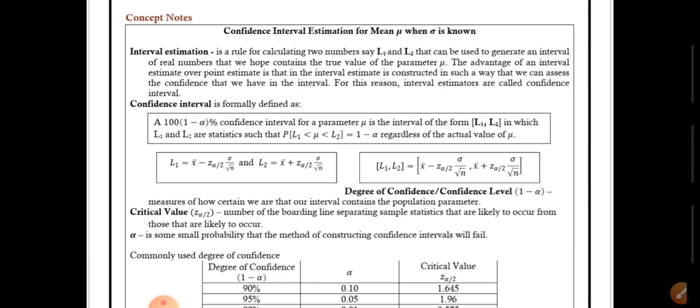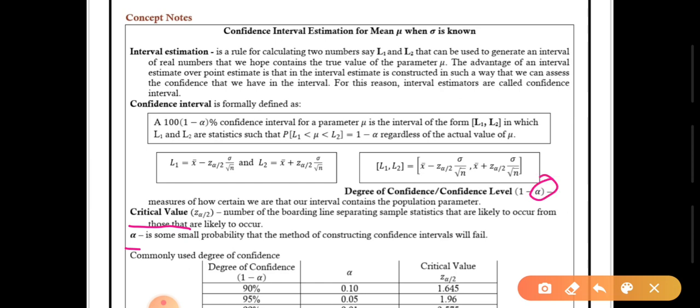Critical values are boundary lines separating sample statistics that are likely to occur from those that are unlikely to occur. Alpha is some small probability that the method of constructing confidence intervals will fail. Yun yung ibig sabihin ng alpha. Ibig sabihin nun, doon papasok na yung makukompute nating value ay hindi kasama doon sa population parameter.